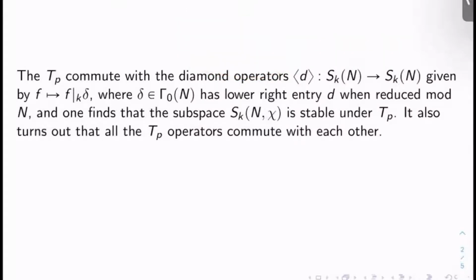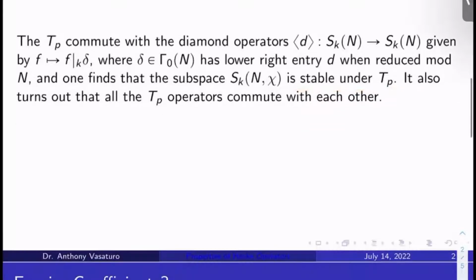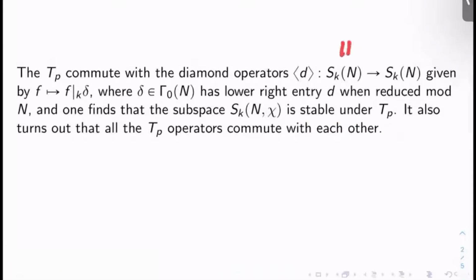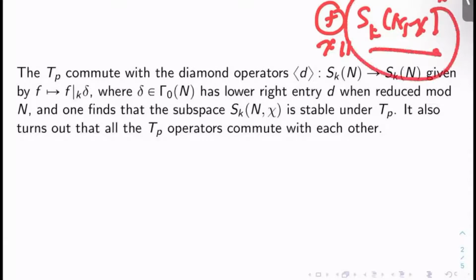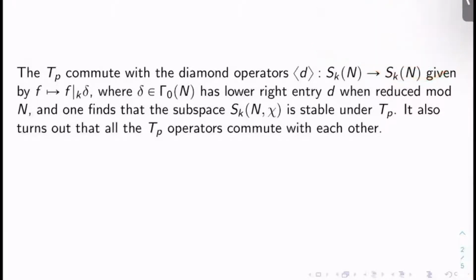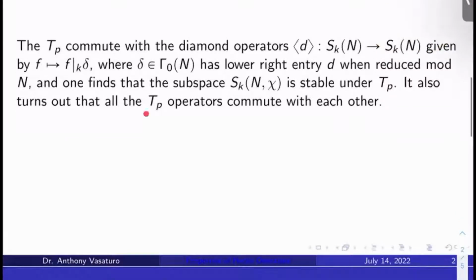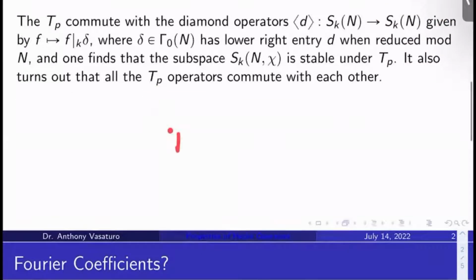Okay, and you can also check that the subspaces S_k(N, chi) for Dirichlet characters chi mod N are also stable under T_p. So remember, S_k(N) is a direct sum over chi of these S_k(N, chi), right? And so everything that's in S_k(N) is in exactly one of these S_k(N, chi) for some Dirichlet character chi mod N. And so T_p will actually send S_k(N, chi) to itself. That's what I'm saying. It also turns out that the T_p operators commute with each other. So T_p T_q is T_q T_p for all primes p and q. That's what I'm saying there.